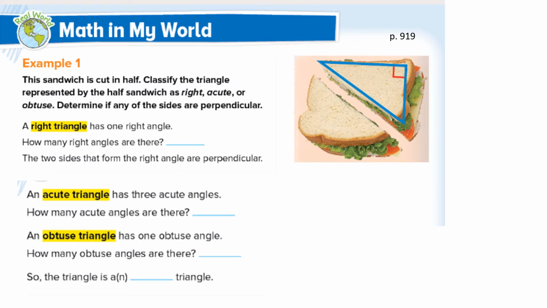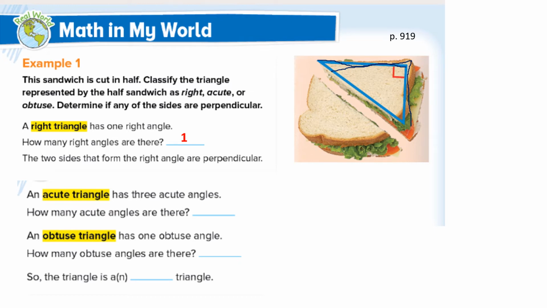This sandwich is cut in half. Classify the triangle represented by the half sandwich as right, acute, or obtuse, and determine if any of the sides are perpendicular. So they've taken this sandwich and they have drawn a triangle, and you can see on the top right half. A right triangle has 1 right angle. How many right angles are here? I see 1, don't you? And the 2 sides that form it are perpendicular, aren't they?